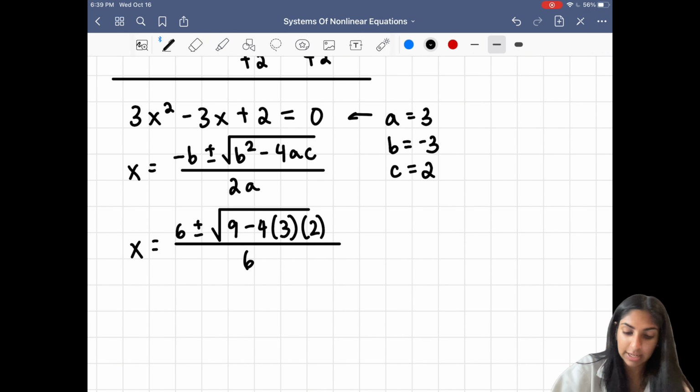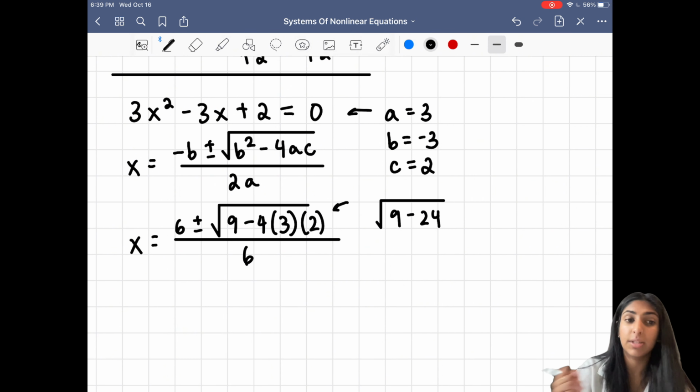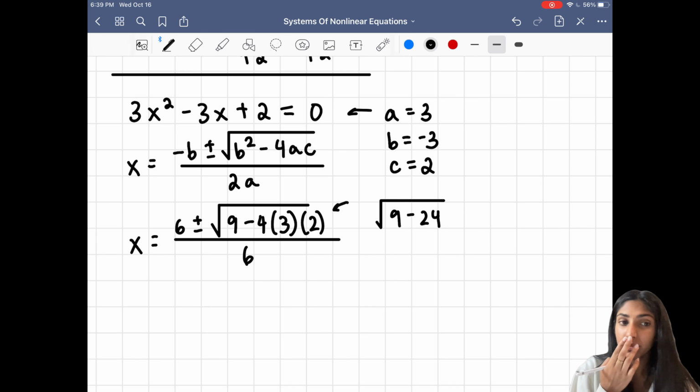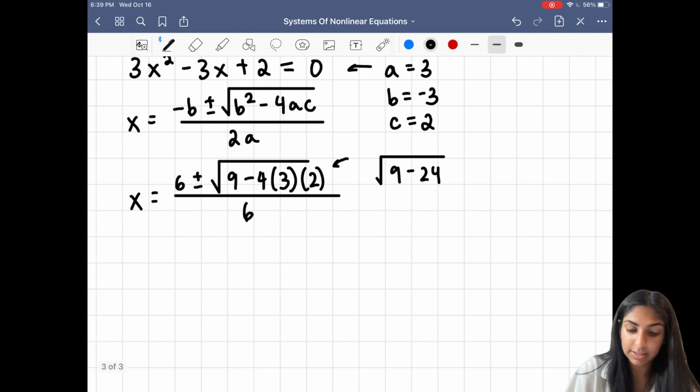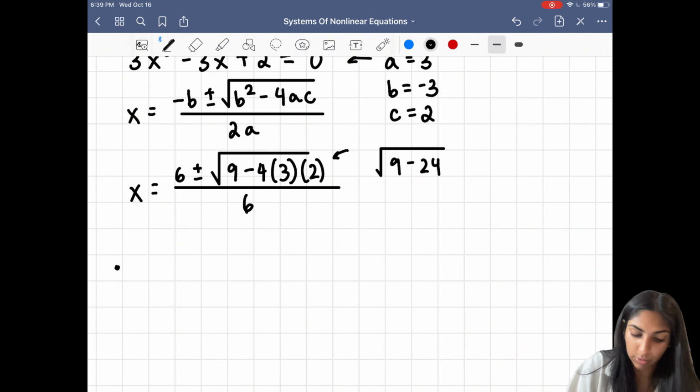Now, if we look inside the square root here, the square root is going to come out to 9 minus 4 times 3 is 12, 12 times 2 is 24, so 9 minus 24. So what's inside the square root is going to be a negative number, and that's not a real number. It's going to be an imaginary number. And so because what's inside the square root is imaginary, this system of equations has no real solutions.